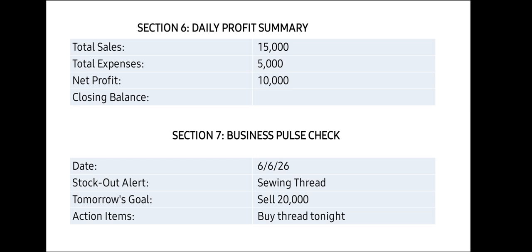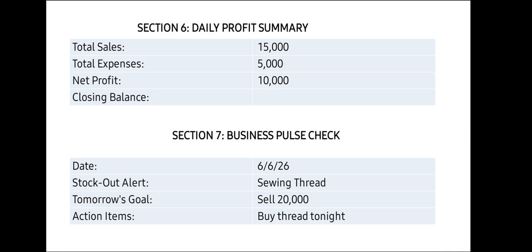Another thing is tomorrow's goal, sales target. Tomorrow's goal will help you to have what we call a sales target. Oh, I'm coming in tomorrow, this is what I intend to achieve. Action items, what to fix or to improve. Let's say, for example, stock out, sewing thread. You can set your goal to, okay, I want to make 20,000 tomorrow.